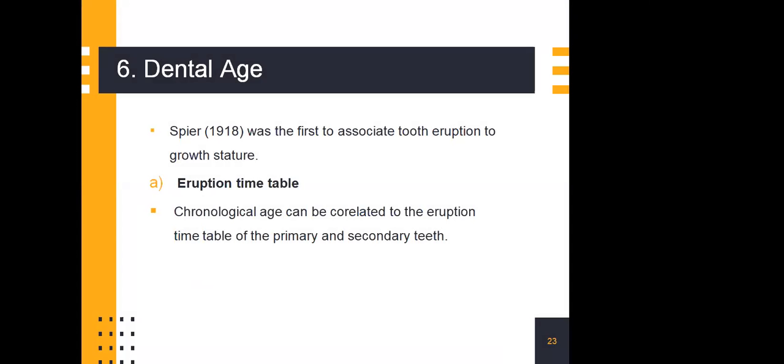Now we have the dental age. Spire in 1918 was the first to associate tooth eruption to the growth stature, and the eruption timetable was made, from which a chronological age can be correlated to the eruption status of a patient.